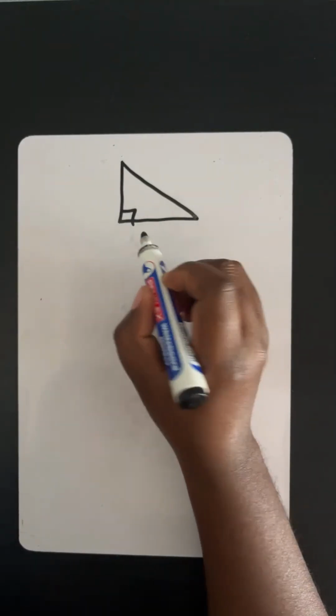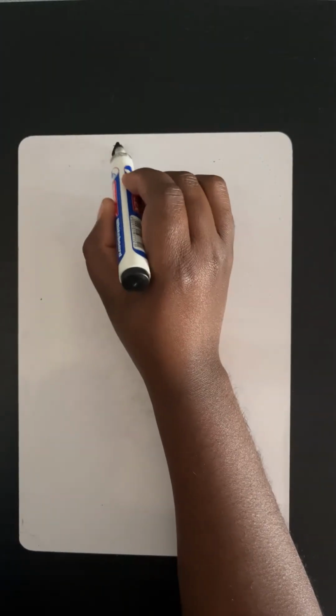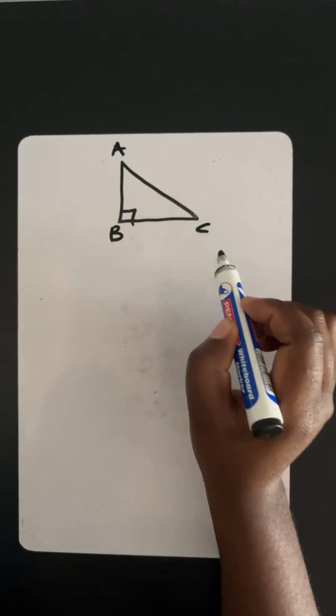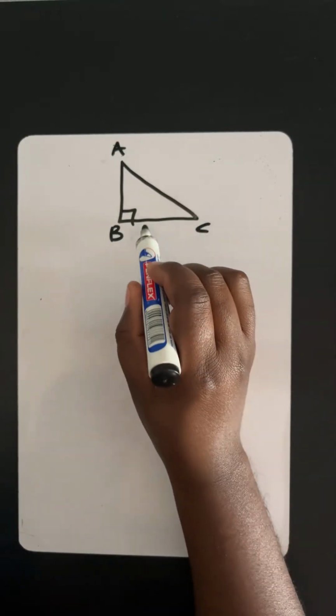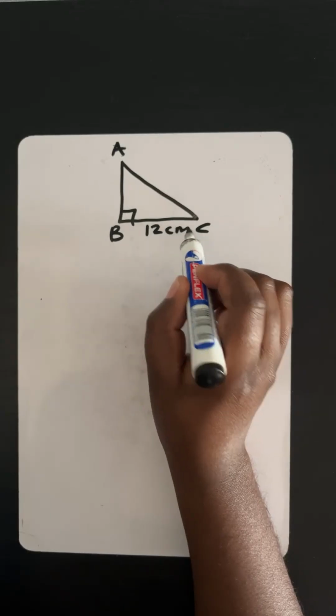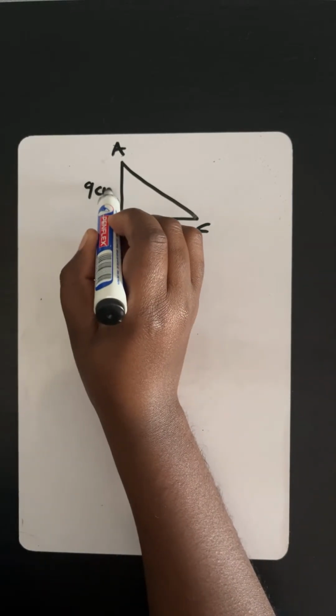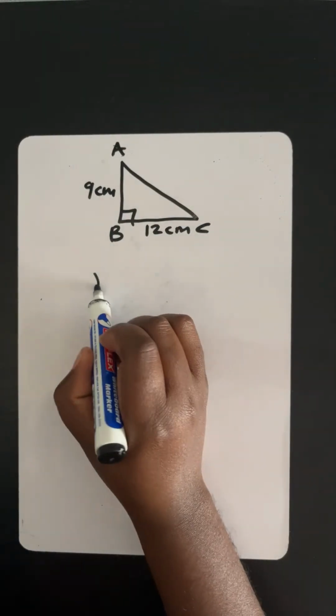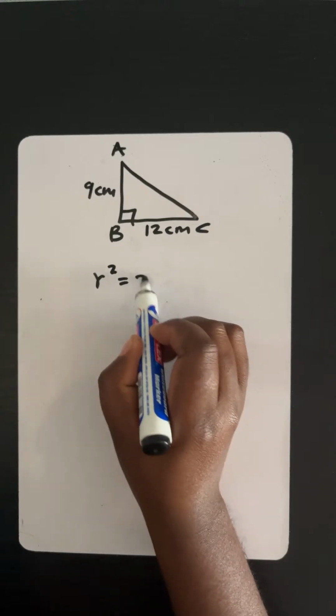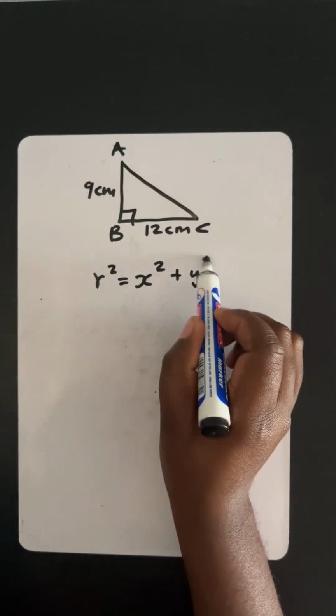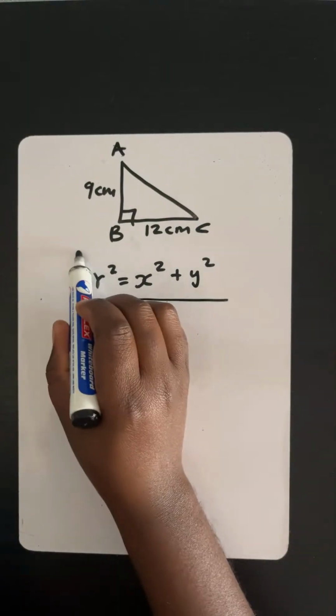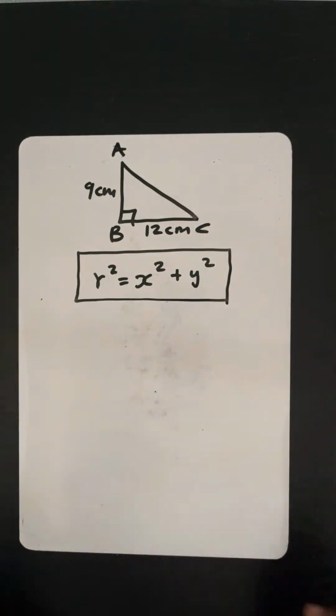as an example. So let us say we have that as a triangle. Let's say this is A, this is B, and this is C. Let's maybe say this side is 12 centimeters. Then maybe let's say this side is 9 centimeters. I will just need to remind you that the formula says r squared equals x squared plus y squared. This is the formula that you will always use the moment you realize you are having a right angled triangle. I hope that makes sense.